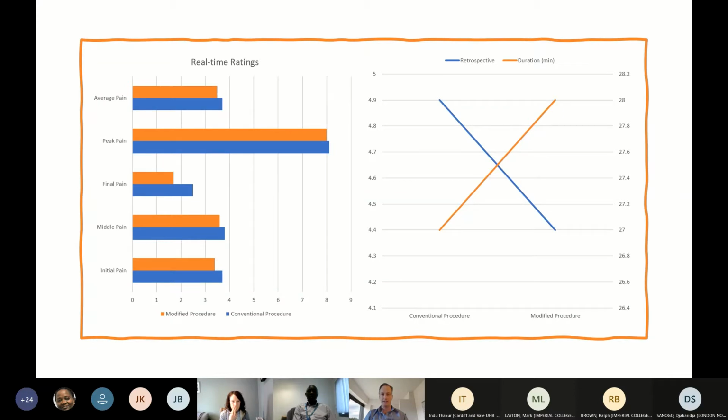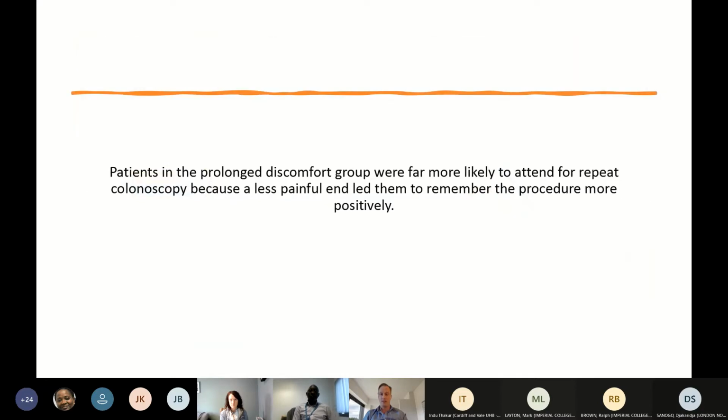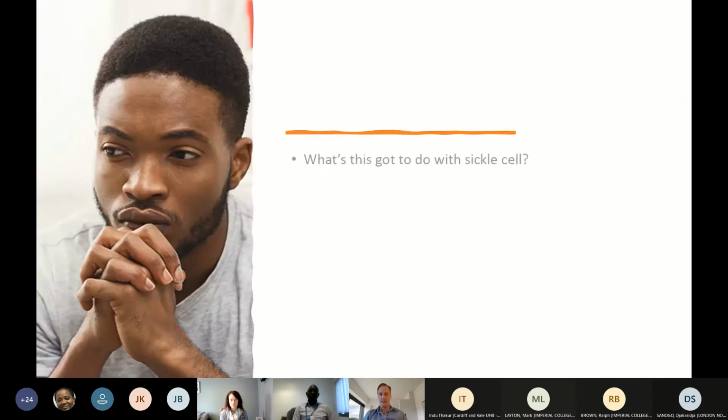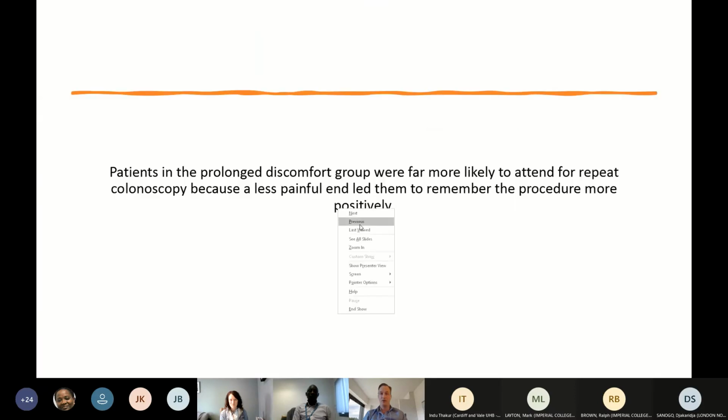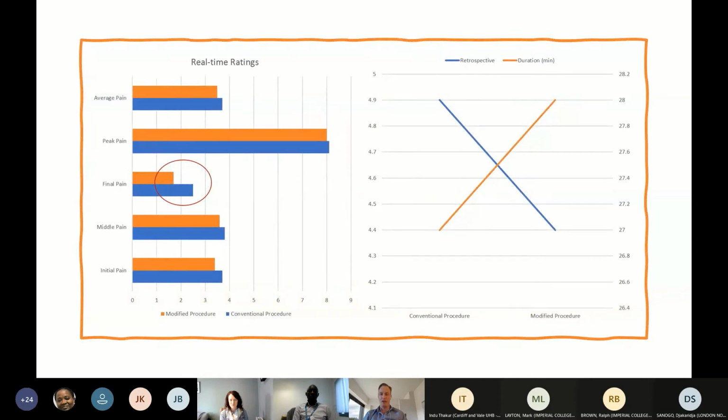And what you can see is none of these things are significantly different except for the final pain. That is, the people with the modified procedure rated the final pain as significantly less than the people with a normal colonoscopy. And then a couple days later, they asked people to rate the pain of the procedure. And what you see on the right here is basically, in retrospect, the blue line represents their rating of the pain. So people in the modified procedure rated their pain as less than the standard procedure.